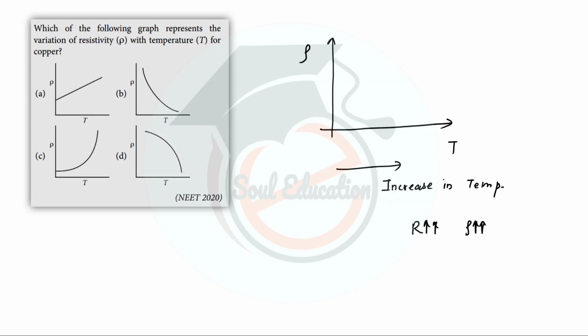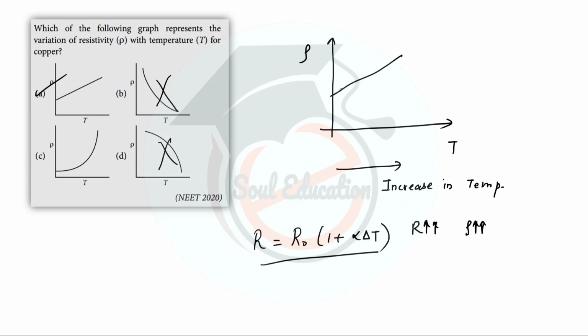So this graph won't come, because there is no decreasing graph. So it will be one of these two. Mostly it is a linear graph. Our relation is R is equal to R0 into 1 plus alpha into del T, which is a linear relation. Only if there were a square term would there be a chance of a parabola. There is no square term here, so it will definitely be linear. So this is my graph. Keep this graph in your mind. This is a direct question.